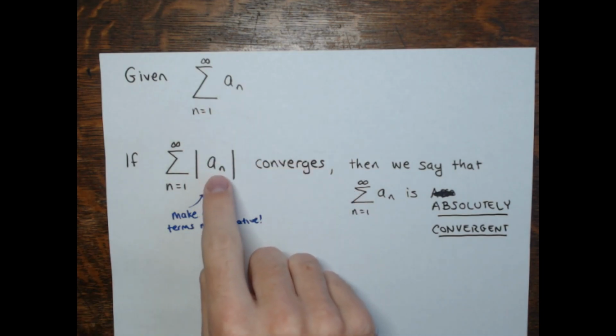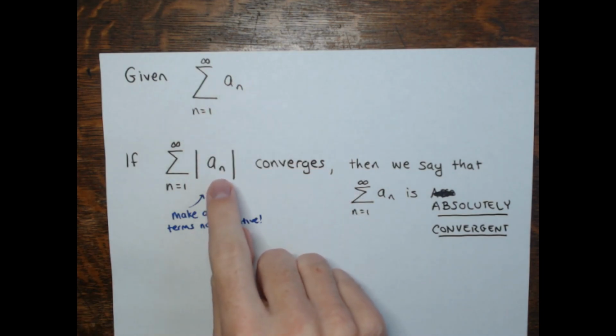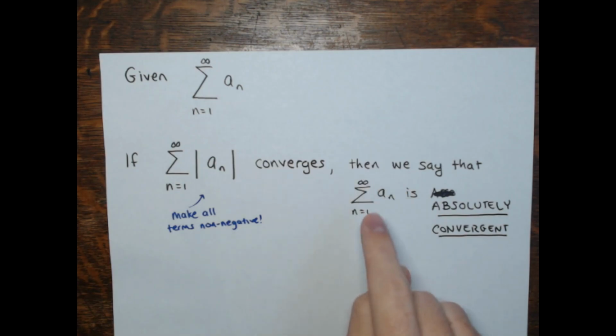Now, if I make all the terms non-negative, if I take the absolute value of every term and this series diverges, then it's not absolutely convergent. All right.